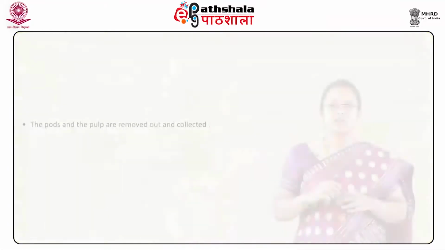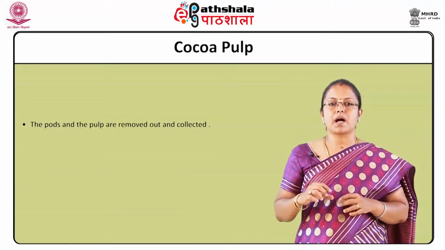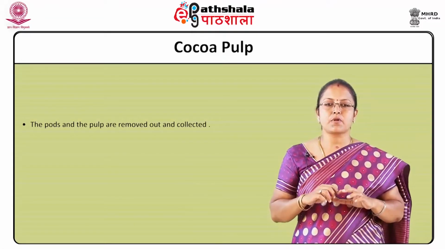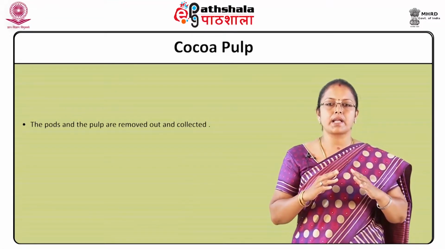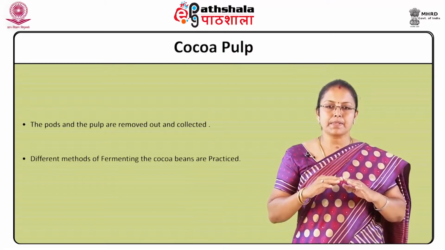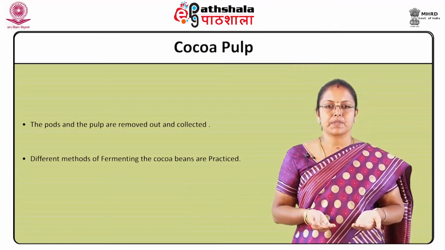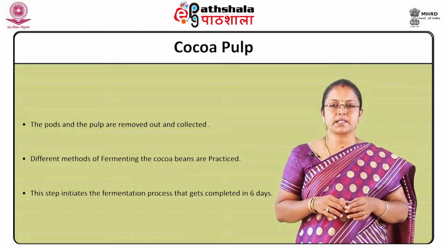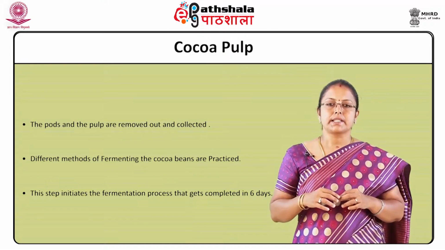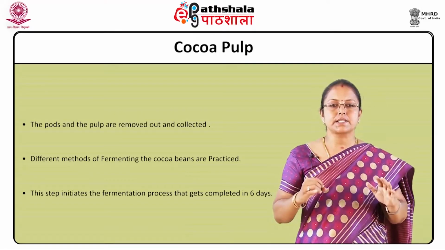The next stage is to split the pods using a small sickle with extreme care, without causing any damage to the beans for fermentation. The beans and the pulp are removed and collected in the form of a conical heap on banana leaves. When the heap is complete, the leaves are folded to cover the heap fully. This step initiates the fermentation process, which gets completed in 6 days.